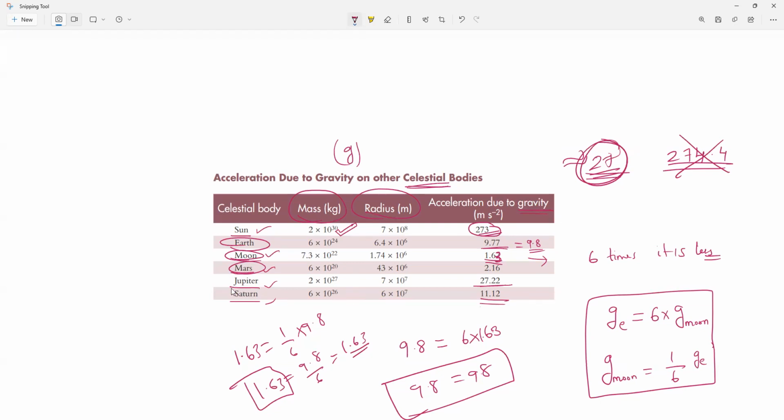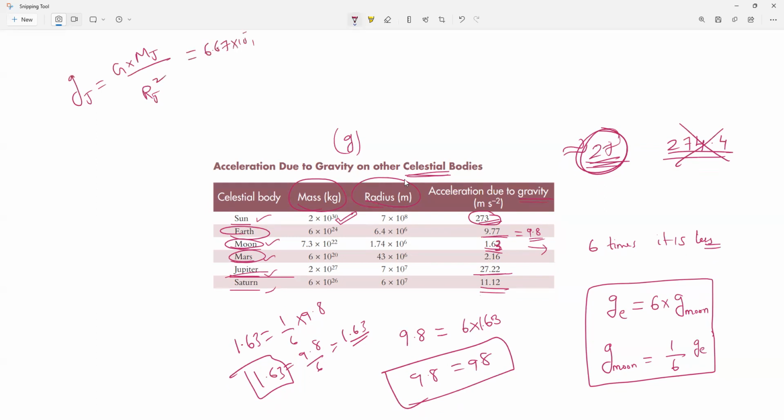So what is the gravitational force of Jupiter? We will calculate the force of attraction of Jupiter. You can substitute the mass of Jupiter and so on. So the gravitational force of Jupiter is equal to capital G into mass of Jupiter divided by radius of Jupiter square. So 6.67 into 10 power minus 11.